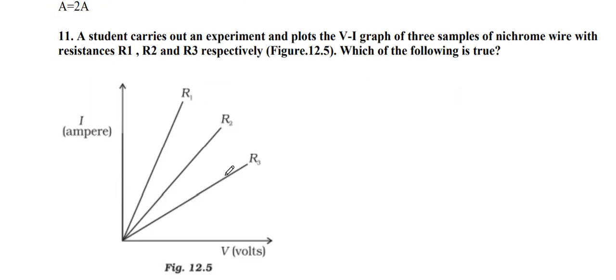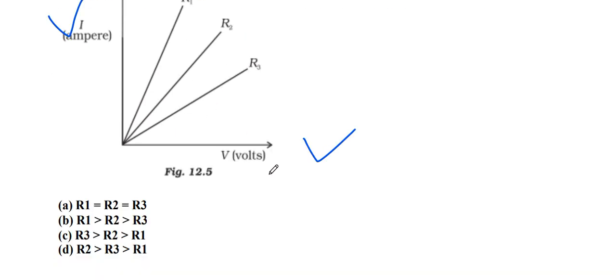The next question, 11, you see here: a student carries out an experiment and plots the voltage and current graph of three samples of nichrome wire with resistances R1, R2, R3 respectively. Which of the following is true? Here is the ampere, ampere always on the y-axis and volt always on the x-axis. You see R1, R2, R3 like this one, and what would be there? Are all the resistances equal? No. R1 greater than R2 and greater than R3?